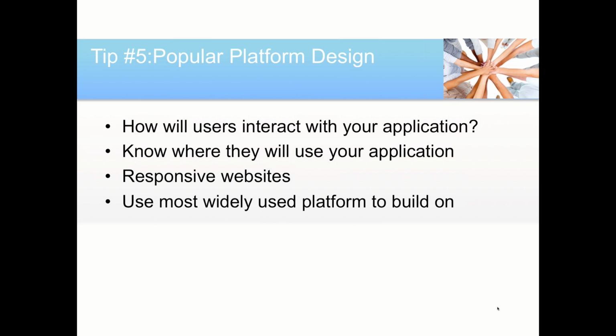Tip number 5 is design for your most popular platform. You have to know how your users will interact with your application. Will they view it on their iPad, on a full resolution PC, or on their smartphone? Knowing the platform that your users prefer is key to building a powerful and usable interface. While every modern website should be responsive, which means viewable on any type of mobile device or PC, it's also important to design your website or application with your most widely used platform in mind. Things like large buttons, for example, are crucial when you're designing a tablet app.